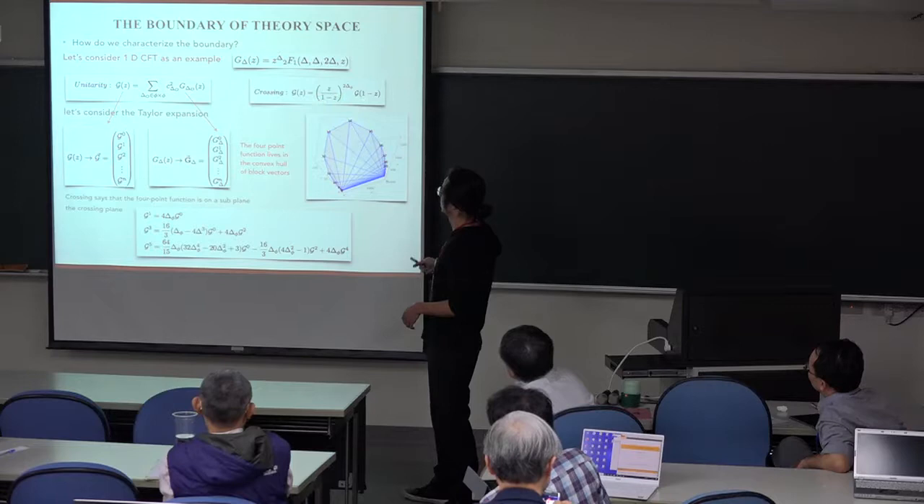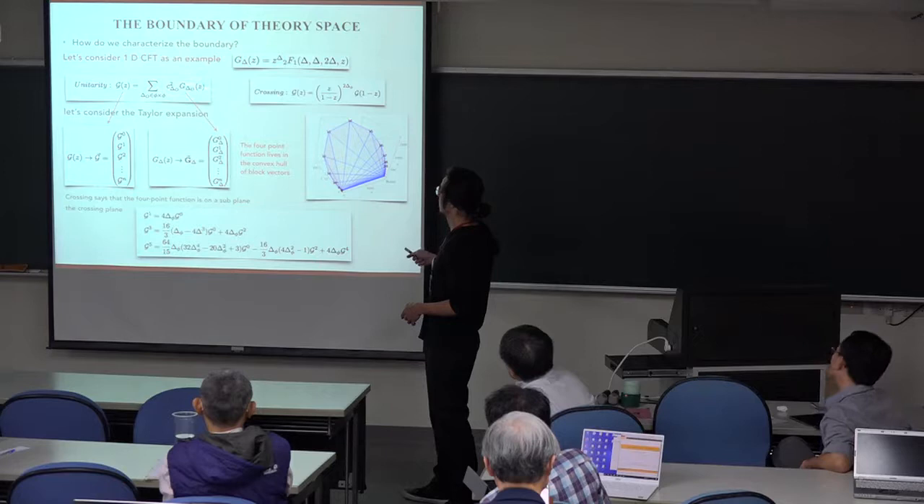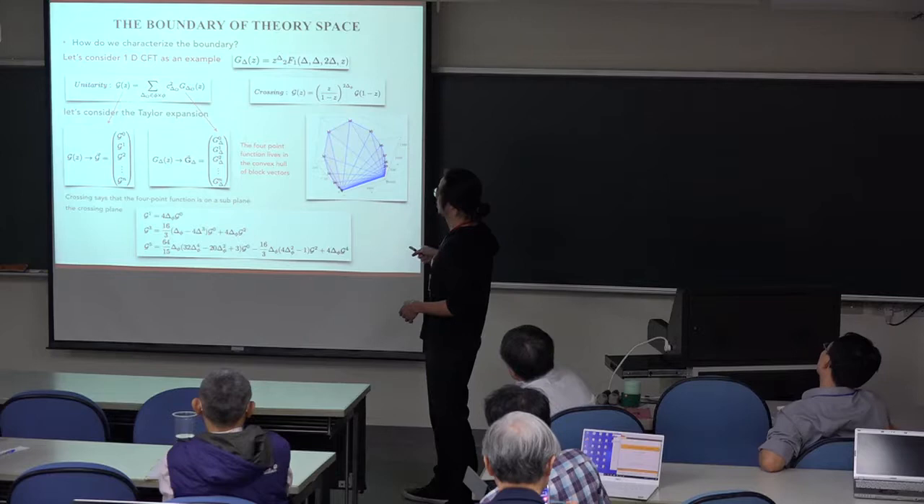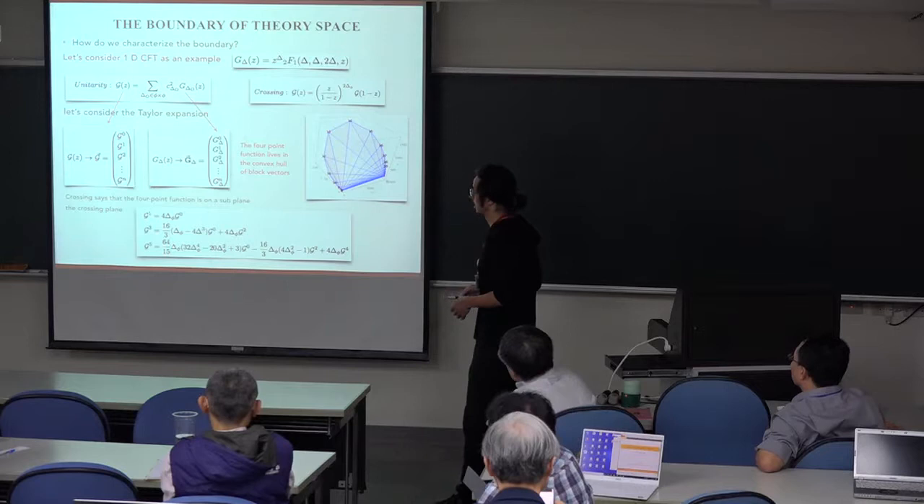These two constraints are actually a geometric constraint. So let's just expand this. Let's consider the 1D CFT where the block is just a hypergeometric function, and then do a Taylor expansion around z equals 1/2. That's the self-dual point.